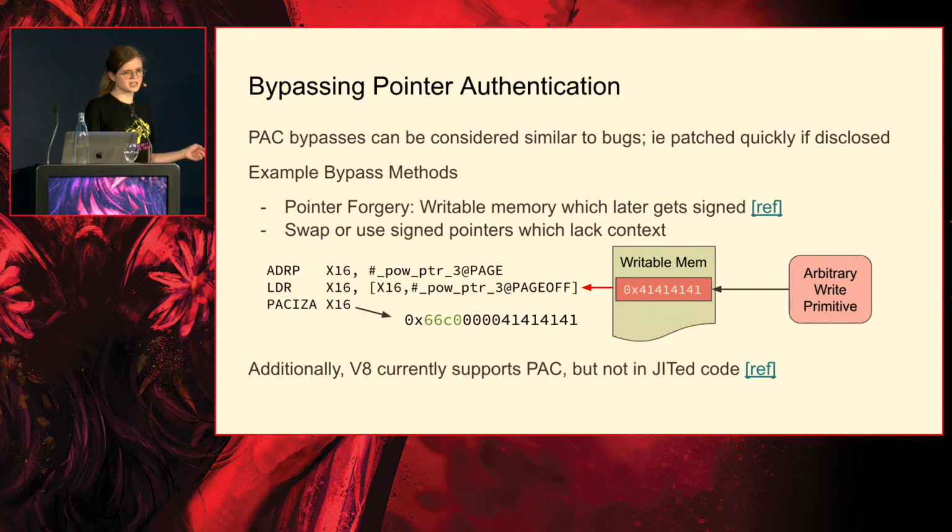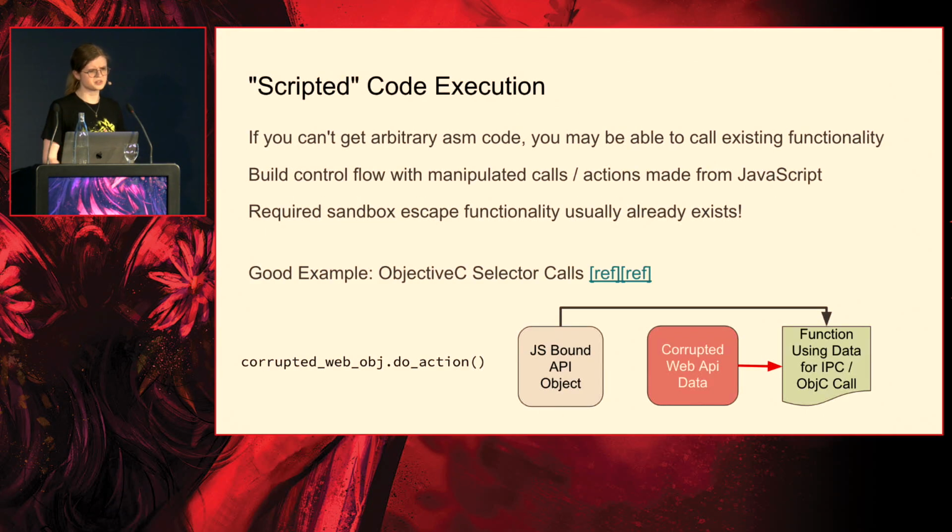Now, I do want to point out again, we're mostly talking about Safari here. Chrome and V8 are improving their PAC support, but as I mentioned, JITted code is not currently supported, so that's a bit more of an easy bypass in terms of dealing with a newer Android device that has PAC. But finding these kinds of things is maybe few and far between. So what else can we do?